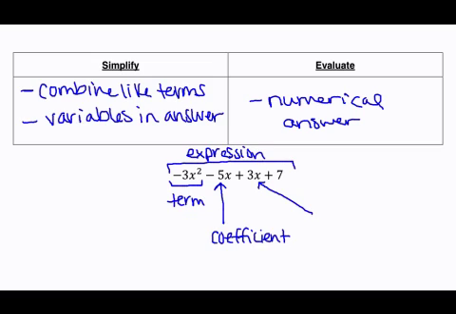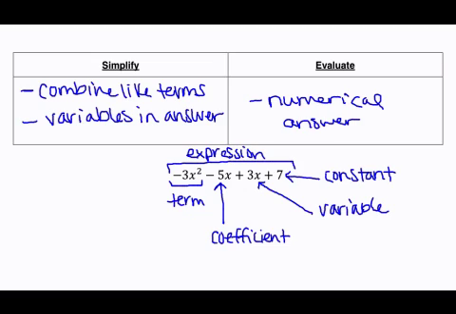Next keyword is variable. Again, a variable is simply a letter that we use to represent a number. In this case, our variable is x, so that's the letter that we are using. The last keyword is constant, and a constant is simply a number. In this case, our constant does not contain a variable, it's just a number, so therefore that is 7.